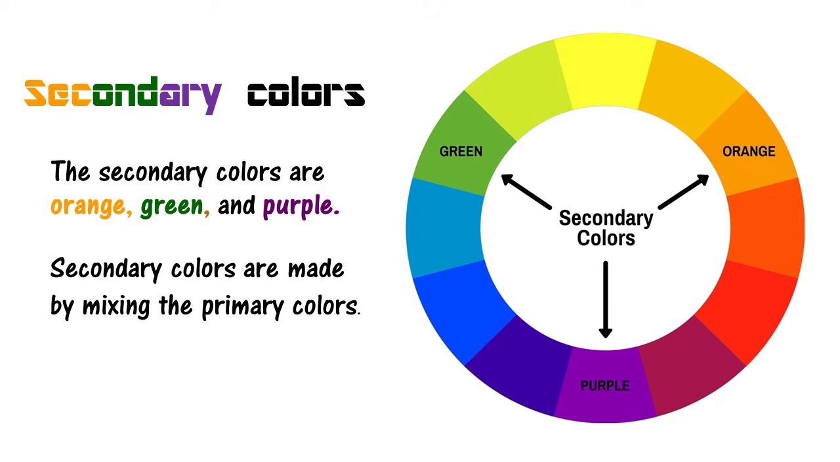So second, we have secondary colors. Secondary colors are also three in number. They are orange, green and purple. And secondary colors are made with the help of primary colors. Like you can see in the color wheel on the right side that orange is made with the help of yellow and red. Similarly, purple is made with the help of blue and red, and green is made with the help of yellow and blue.